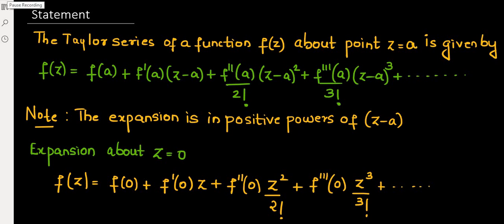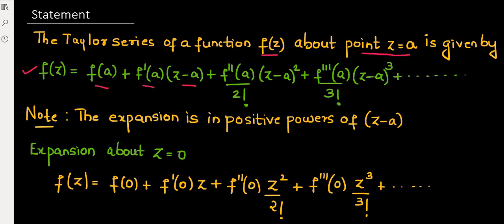Hi all, in this video I will be discussing Taylor series and Maclaurin series of a complex valued function along with some few problems. A series representation of the form f(z) = f(a) + f'(a)(z - a) + f''(a)/2! (z - a)^2 + etc. is called a Taylor series of the function f(z) about the point z = a.